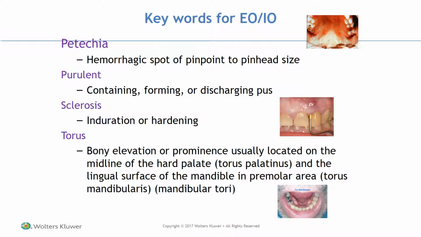And then a torus, you can see in this bottom picture by the premolar area, are just those bony protrusions that are located on the hard palate, which is torus palatinus, and the lingual surface of the mandible in the premolar area, which is torus mandibularis, or mandibular tori.